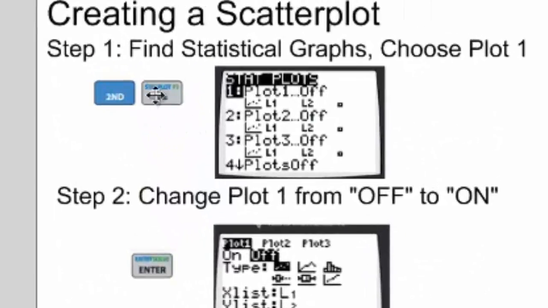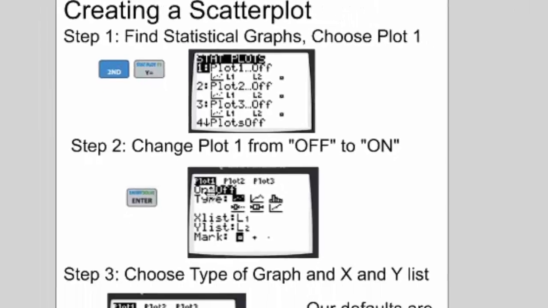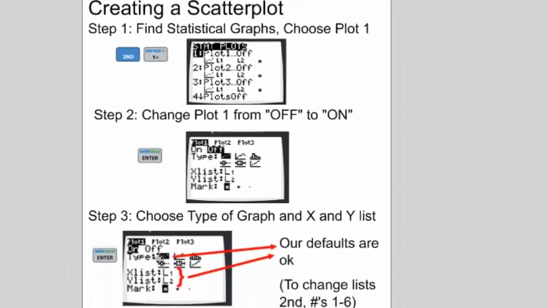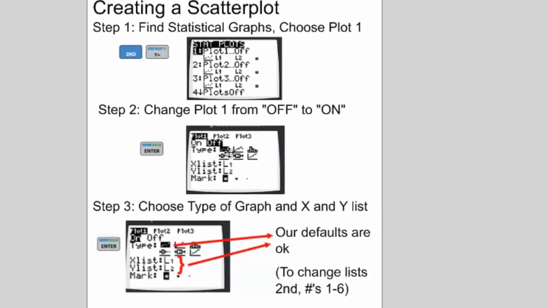Then you go to your statistical plot. So you go second, Y equals, that gets you to your stat plots. You go from off to on. So you toggle over to on and you press enter so it goes to on. Right here's the on. Then you go down to the first default, which is scatter plots. The X and Y list, if you've entered it into L1 and L2, then the defaults are okay.